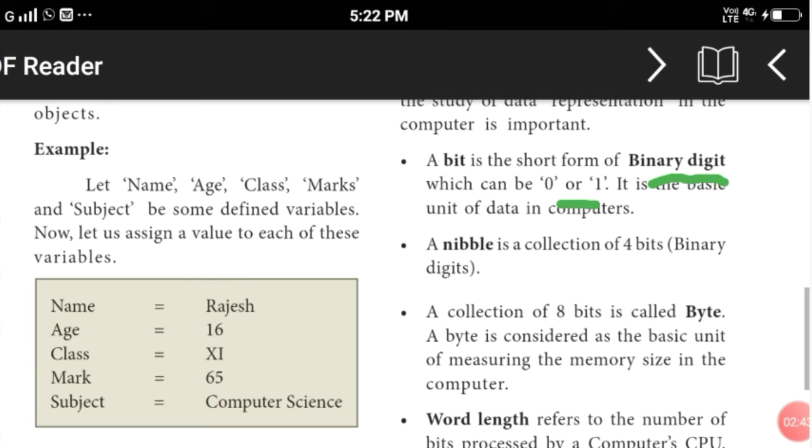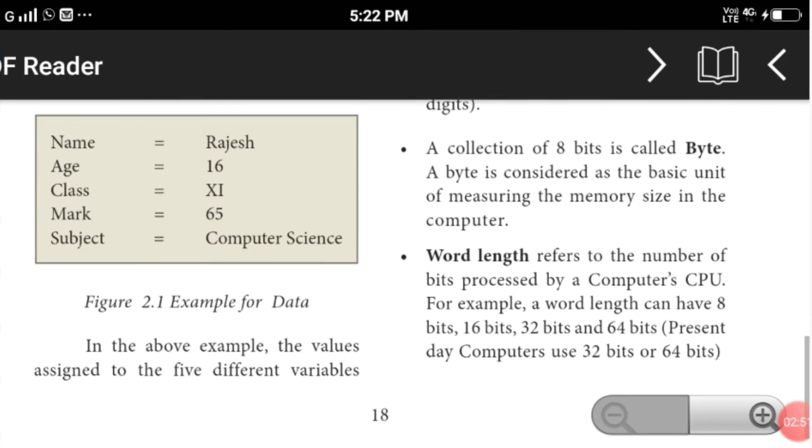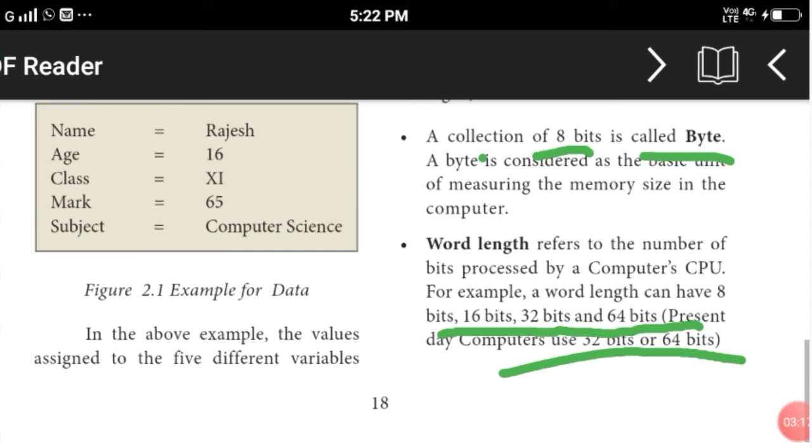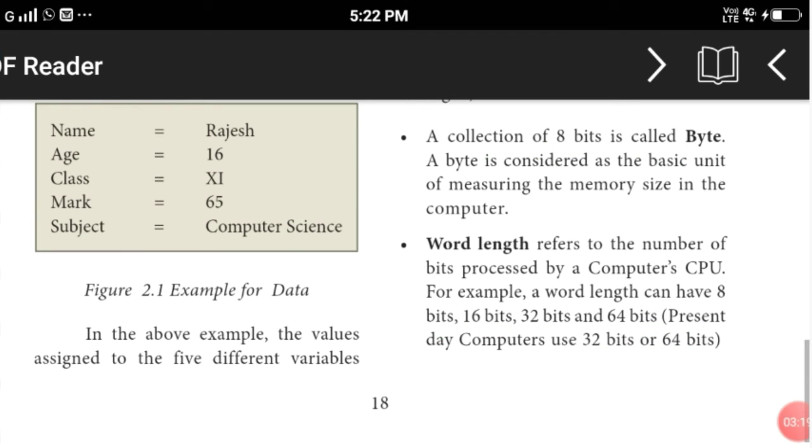A nibble means a collection of 4 bits of data. A collection of 8 bits is called a byte. So 4-bit is a nibble and 8-bit is a byte. The byte is considered the basic measure of memory size in the computer. How do we calculate word length? For example, word length can be 8 bit, 16, 32 or 64 bit, also using characters.